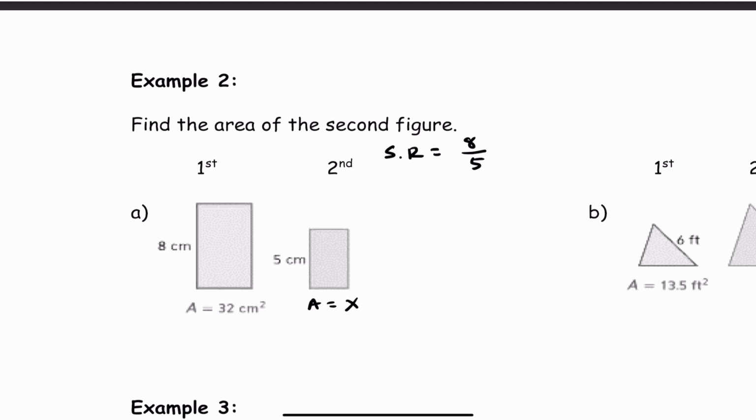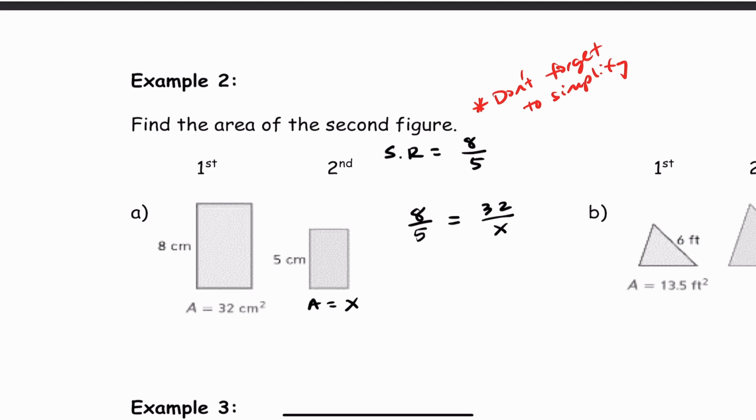I'm just going to make a quick note. Even though you can't simplify this, don't forget to simplify. That's a general note. It's not for this problem. I'm just saying in general, make sure that you always simplify your scale ratio. So then I'm going to write 8 to 5 equals 32 to X. So 8 over 5 equals 32 to X.